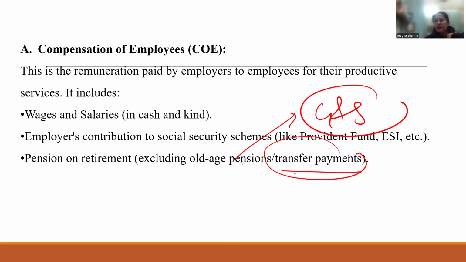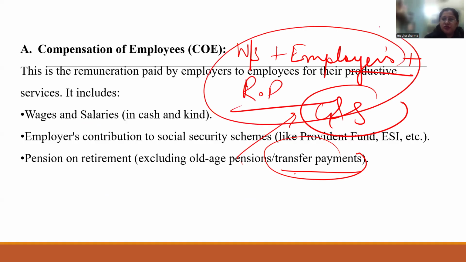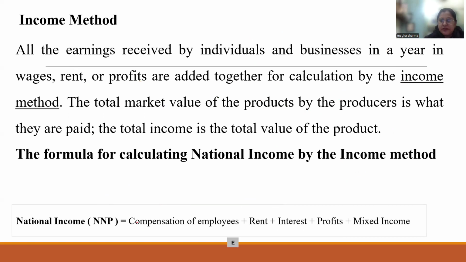The income was being calculated when it was being generated. So any movement of that income would only be considered as transfer payment. So there are three main components of compensation of employees. First is wages and salaries in cash or kind, plus employer's contribution to social security scheme. Any kind of scheme by the employer for the employee's social upliftment is added in compensation of employees. Last but not the least is retirement pension. So these three main components constitute the part of compensation of employees.